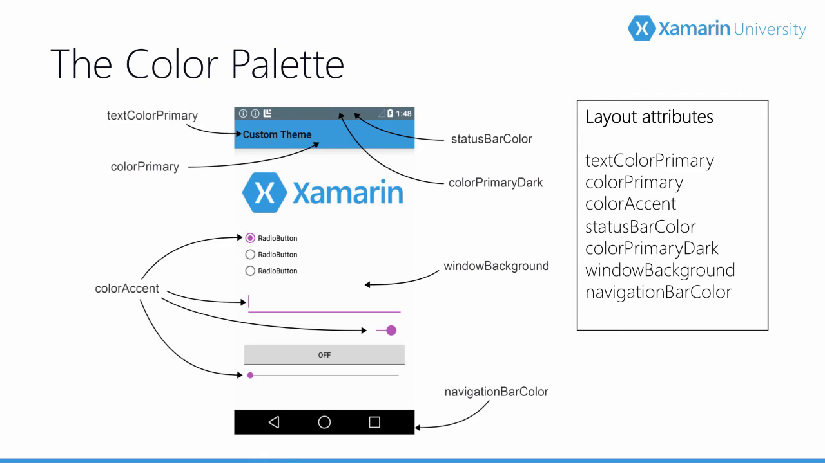The last 2 items here is window background, and this is the color of the screen background followed by navigation bar color, which is the color of the navigation bar. We're going to see a little bit later how to go about changing these values. For now, let's move on and talk about app compatibility.